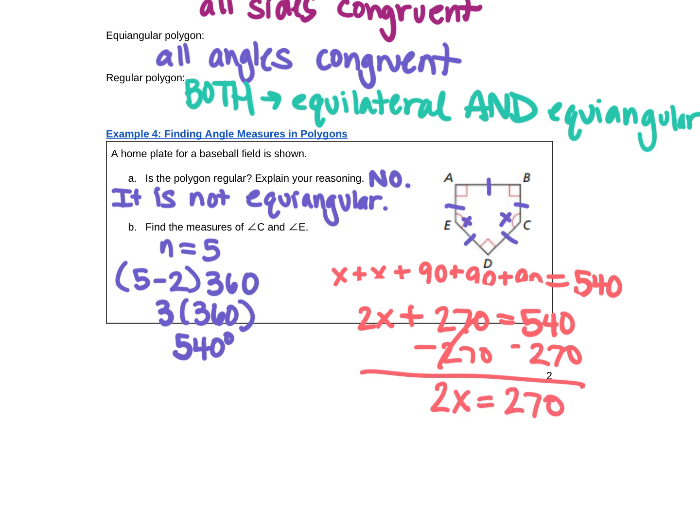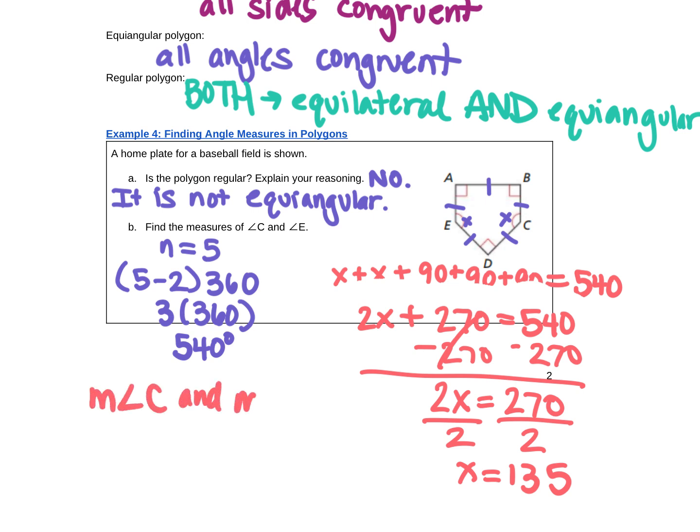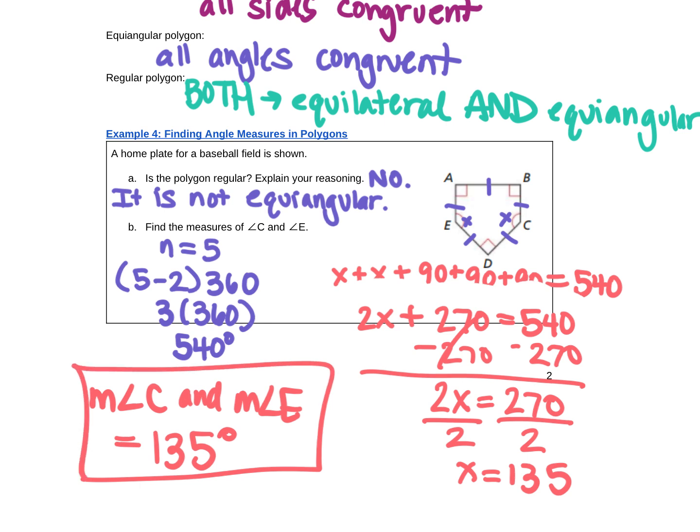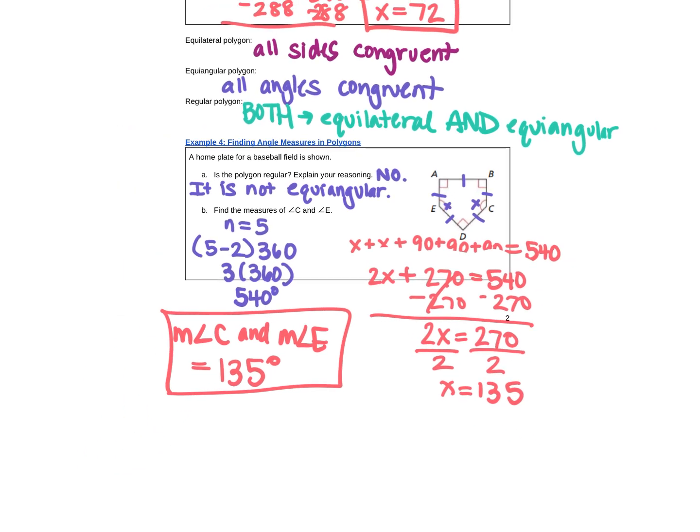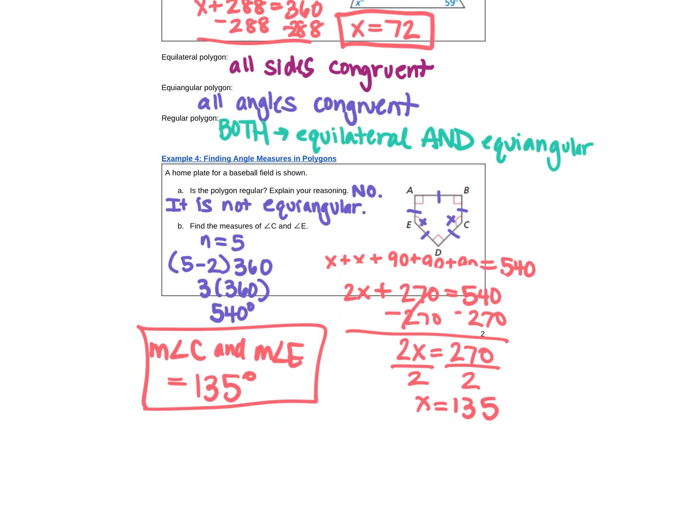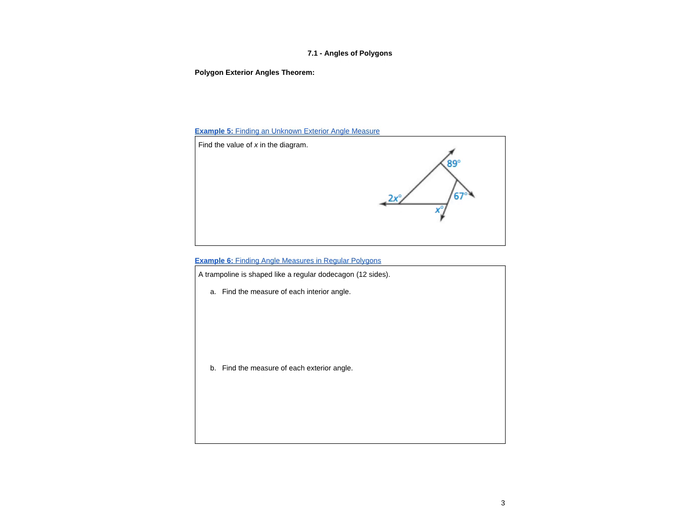And then we're going to divide by 2. So we get x is equal to 135, I believe. Yep. So that would be the measures of C and E. We would say the measure of angle C and the measure of angle E equal 135 degrees. Okay? I like these problems because they all kind of build on each other.